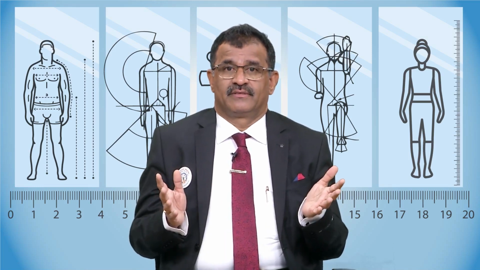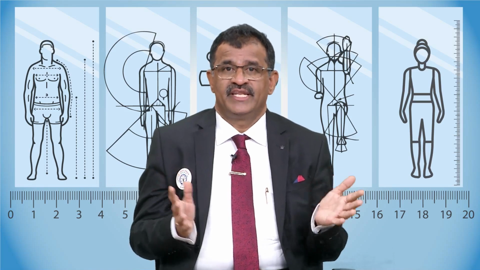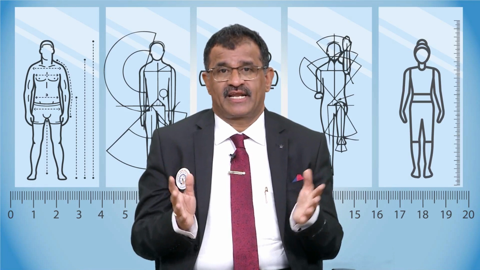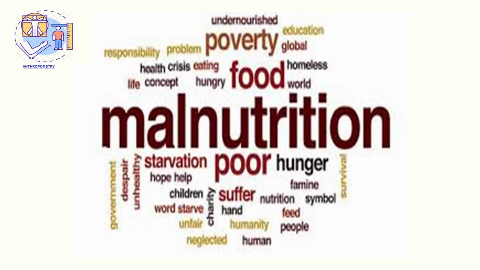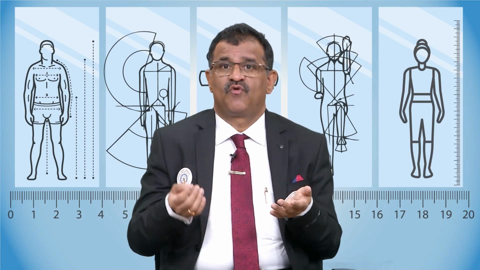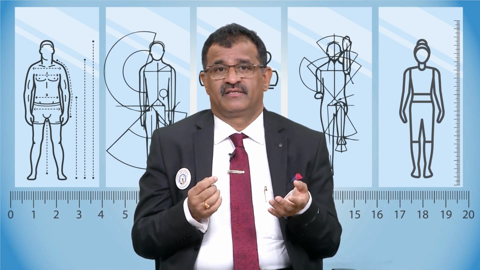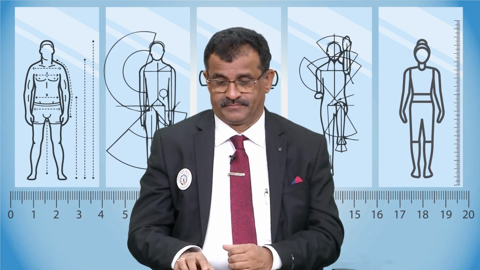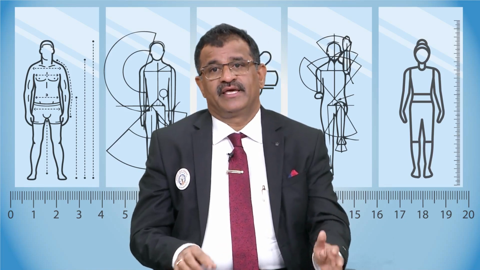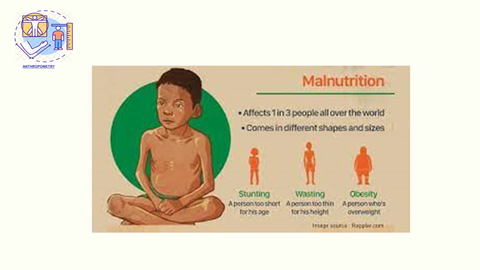Nutrition has got many roles to play. There are many factors which affect nutrition: hunger, famine, children who face starvation, even education, homeless children. There are many factors which are responsible for malnutrition in any country. Here in this image you can see three major effects of malnutrition.